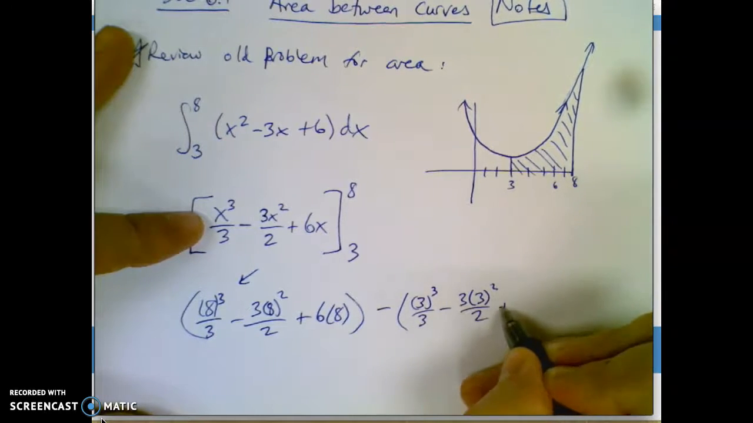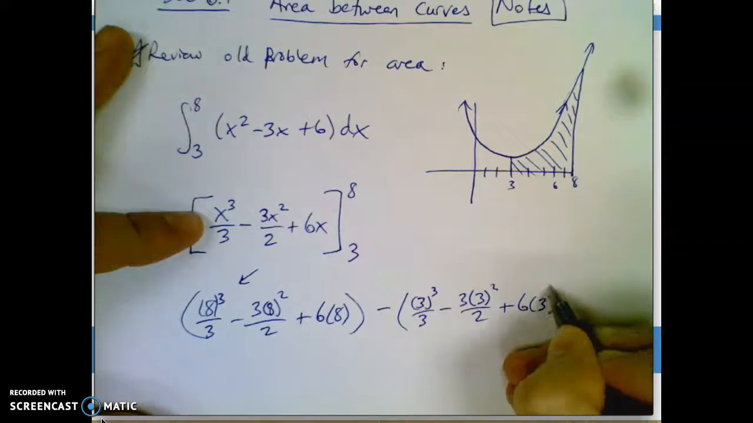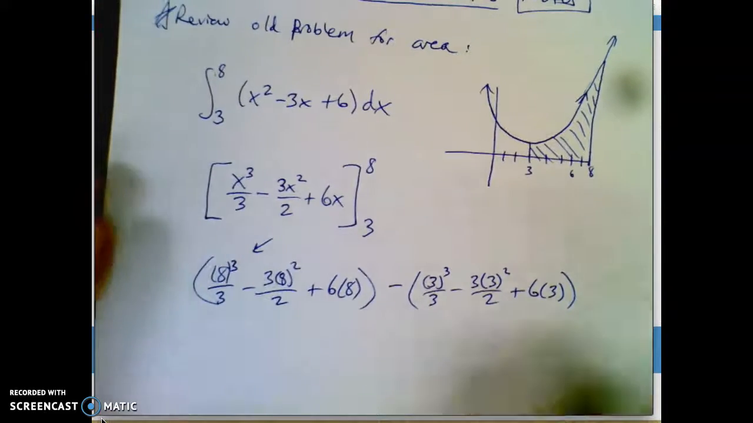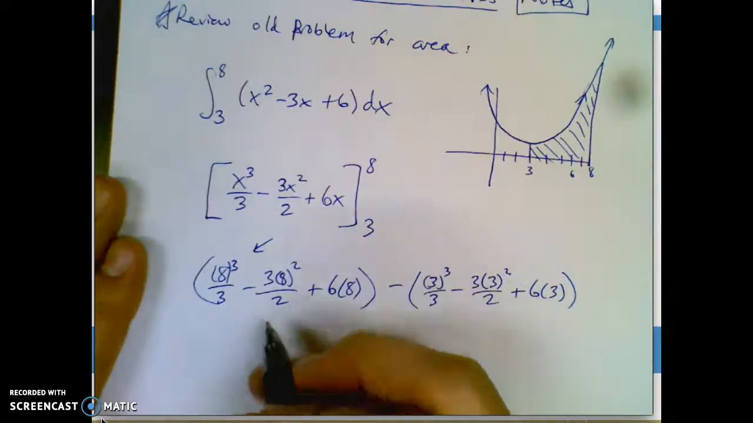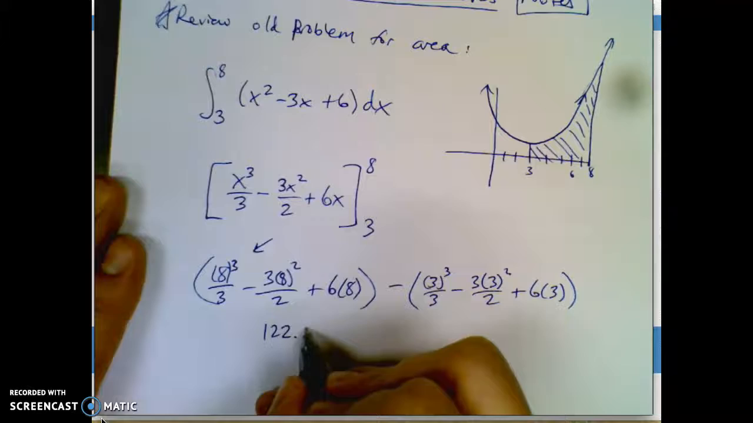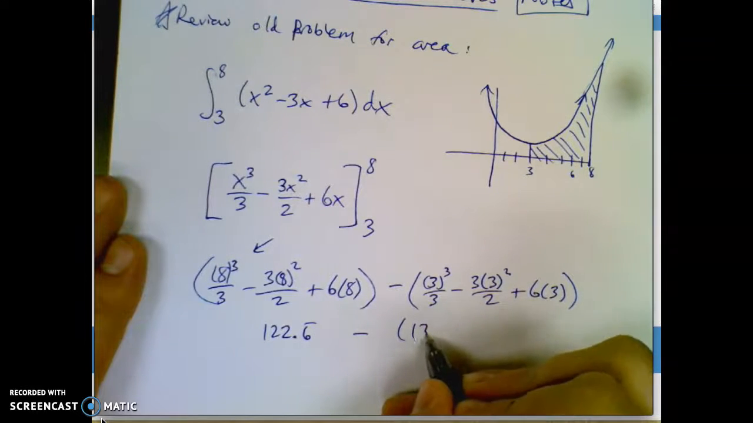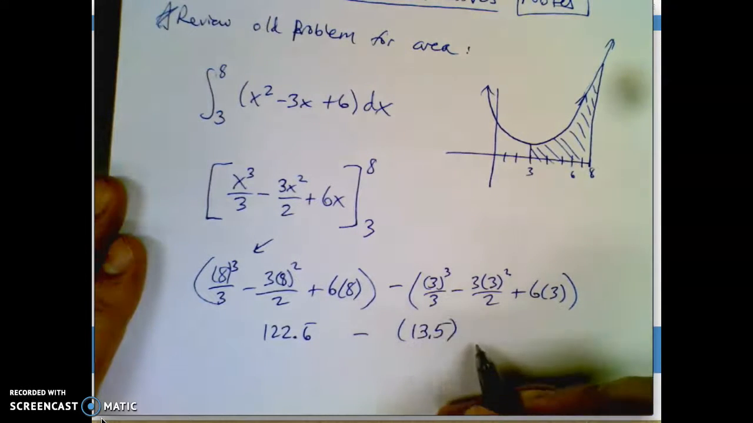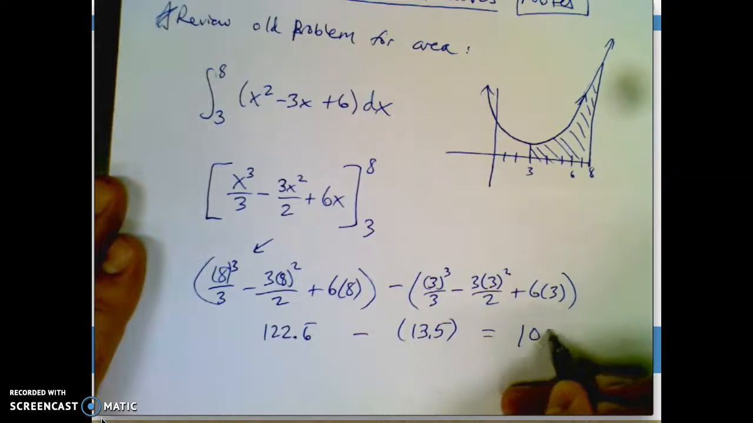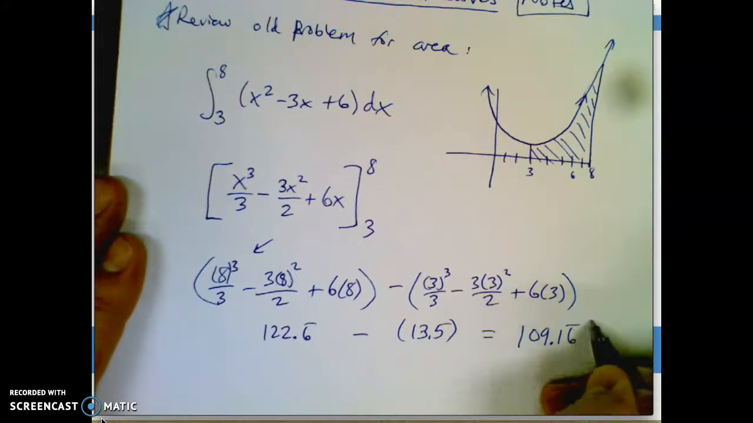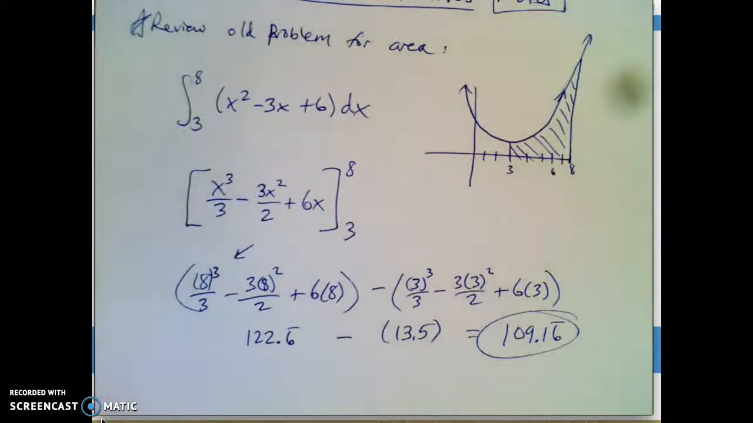If you try to do too much, you will probably type it in wrong. So take however many steps it takes you. If you type all this stuff in, you get 122.6 repeating. If you type all this stuff in, you get 13.5. And if you do your subtraction, you get 109.16 repeating. So that's the area under the curve.